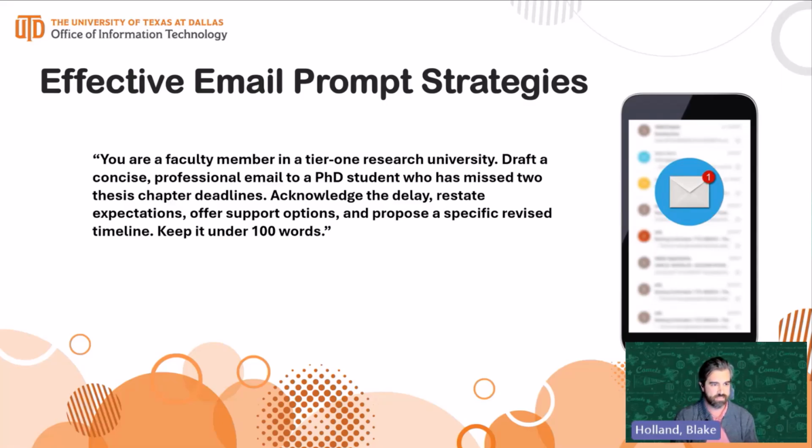So we're going to go over just a quick email prompt that we built here. You can almost copy and paste this for a lot of different things. But what we used it for here in our example is: you're a faculty member in a tier 1 research university, draft a concise professional email to a PhD student who has missed 2 thesis chapter deadlines. Oh no. Acknowledge the delay, restate the expectations, offer support options, and propose a specific revised timeline. Keep it under 100 words. So this is a good way to push the AI to get exactly what you want. So you're a faculty member is the context, right? That's a good context right here. And there is the at a tier 1 research university.